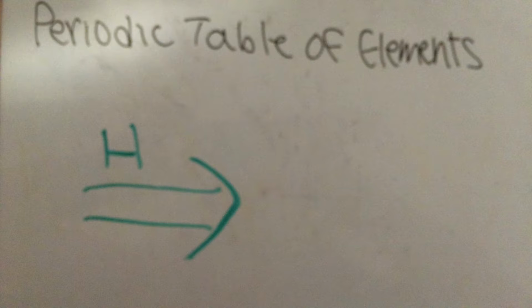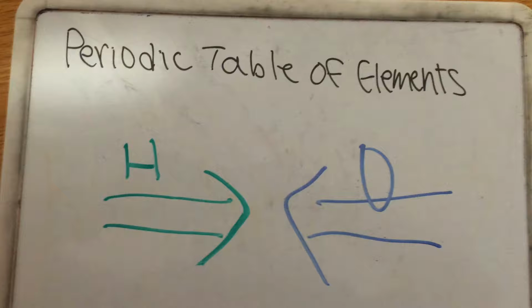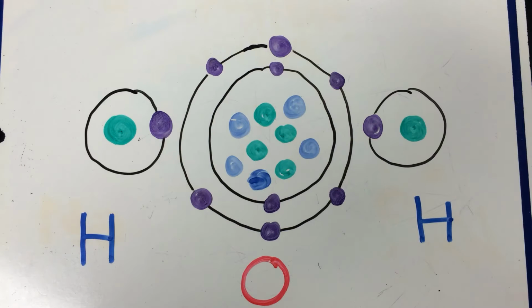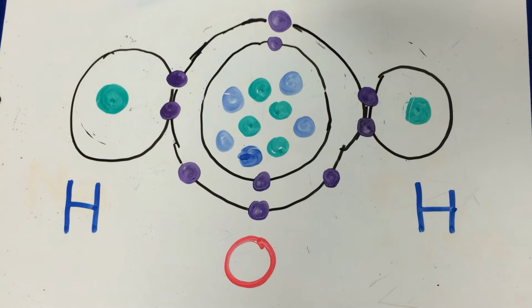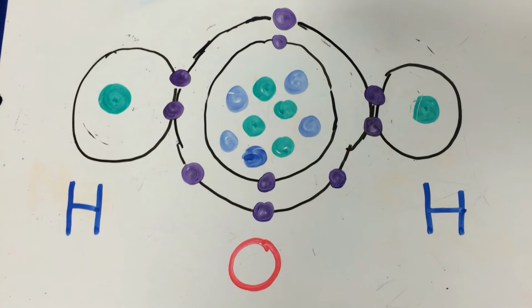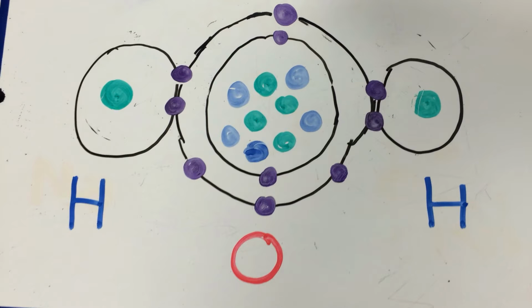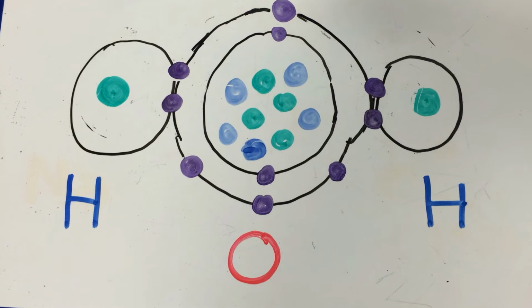Hydrogen and oxygen are closer together on the periodic table. A hydrogen atom has 1 valence electron and oxygen has 6. Both of the hydrogen atoms share 2 electrons with the oxygen atom. That way they both have a full valence shell of 2 electrons.